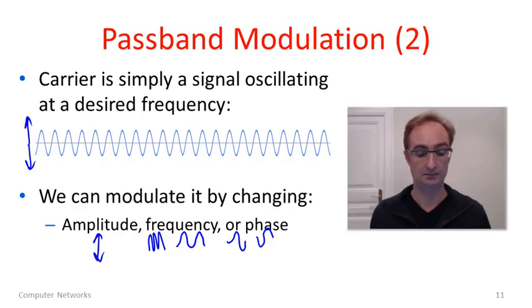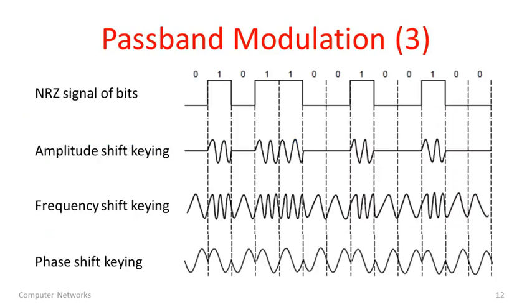Let's see an example. So here is passband modulation, an example of it. At the beginning, I show you the baseband modulation signal. It's just our old NRZ signal. I'm tracing over it just so you can see that it just simply goes from zeros to ones and back as it encodes bits. Now, our first passband modulation is going to modulate the amplitude of a carrier.